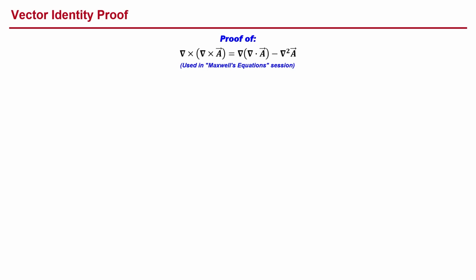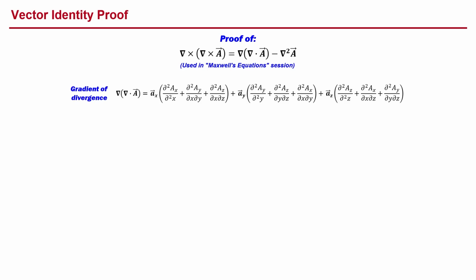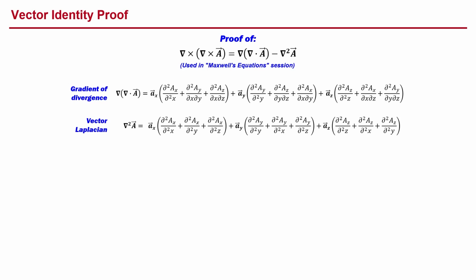And lastly, I promised you a proof of this identity that we used in the Maxwell's equation session, which states that the curl of the curl of any vector field A equals the gradient of the divergence of A minus the vector Laplacian of A, shown as del squared of A. It's actually a simple proof that requires only a few steps. We use the definitions of gradient and divergence to write out this expression for the gradient of the divergence, and the vector Laplacian is defined by this expression. These expressions are where we want to end up.